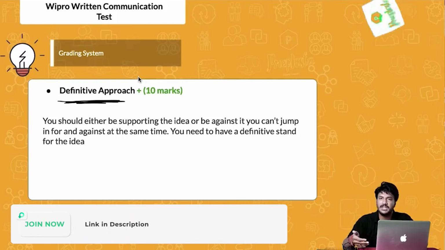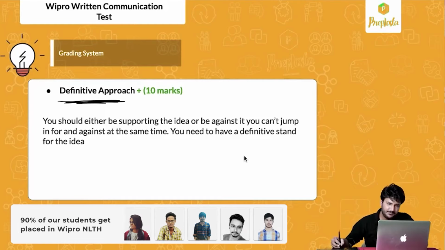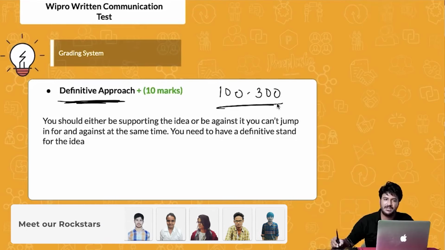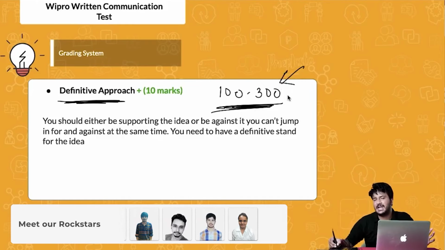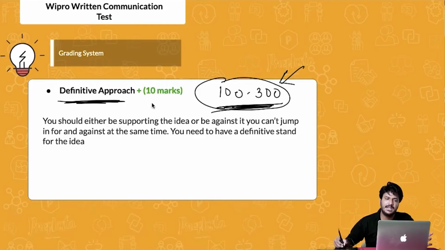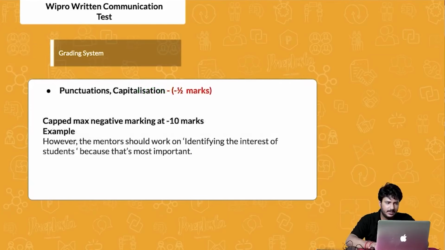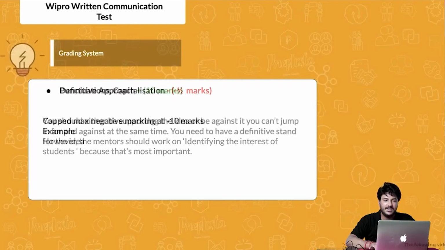Speak about all of those points, and the length of the essay has to be around 100 to 300 words. That is what Wipro says, but we are also going to tell you the exact and correct word count that will give you the maximum number of marks. So in this particular number of words, you have to write a definitive approach based on points. We are going to cover the length in the future slides, that is, what is the most ideal length for you. All right.